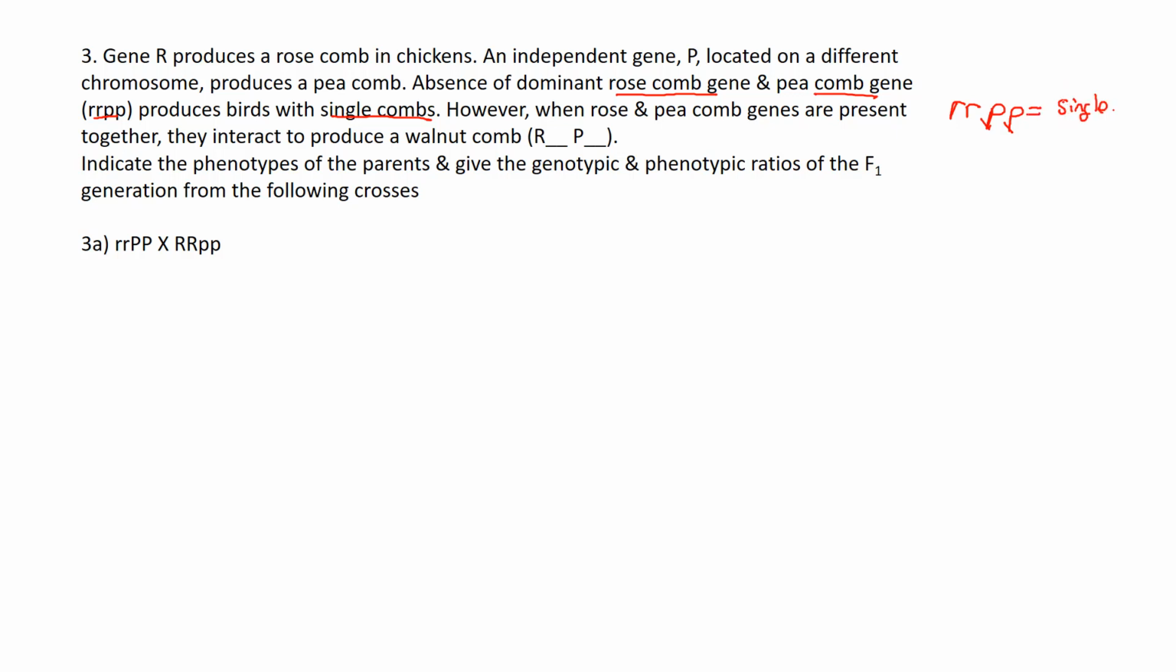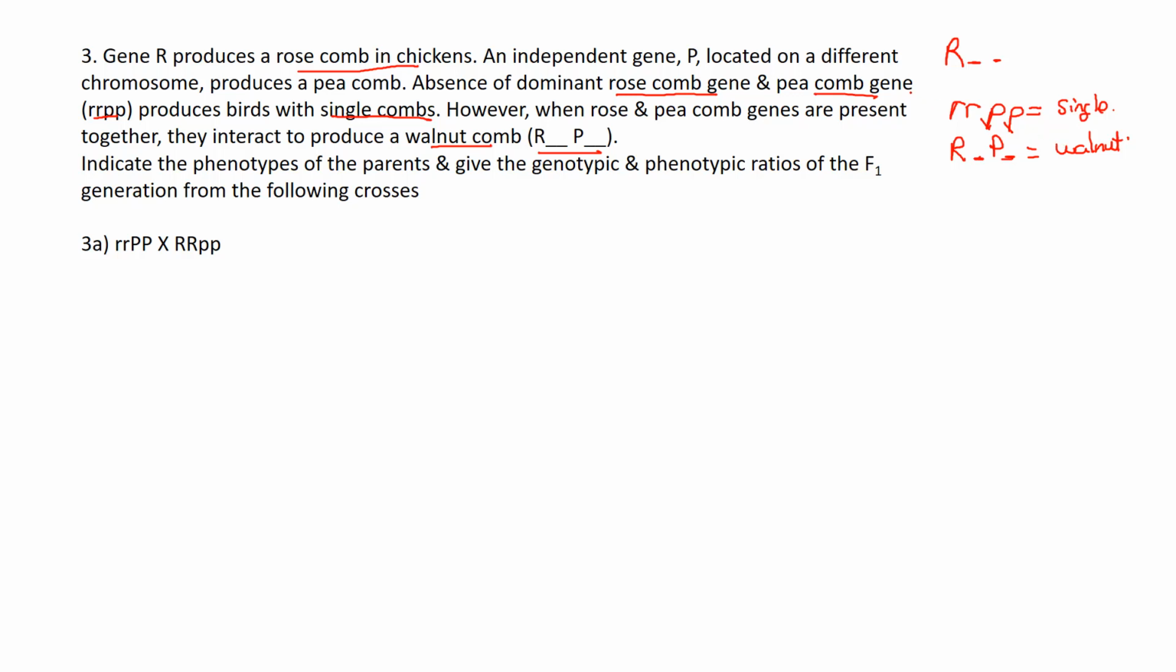Now what they're also saying here, and they're giving us another genotype, is that if I have a capital R with a capital P, that's going to give me a walnut shape comb. So if I have a capital R, doesn't matter what the other allele is, and a capital P, doesn't matter what the other allele is, that's going to give me a walnut. Now, let's go back and read the other bit. It says gene R produces a rose comb. So if I have a capital R, it doesn't matter what the other allele is, but it can't be a capital P. So this next one here can't be a capital P, because that would be walnut then.